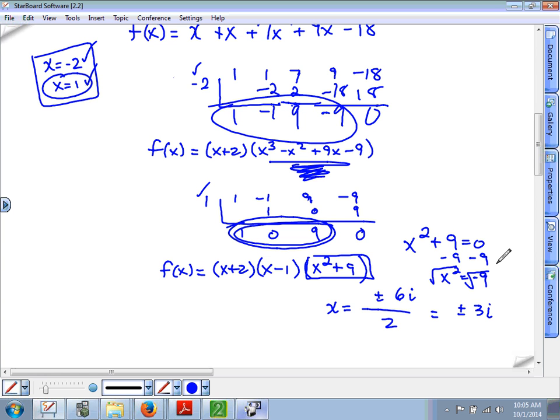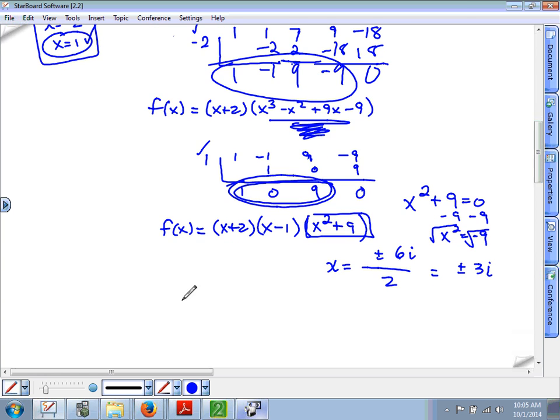Okay? At any rate, this polynomial factors into x plus 2 times x minus 1 times x minus 3i times x plus 3i. And that's the only difference. You have to do synthetic division twice rather than just once. That's not that bad, right? So we'll do number 11 together. You guys are going to do number 12 on your own.